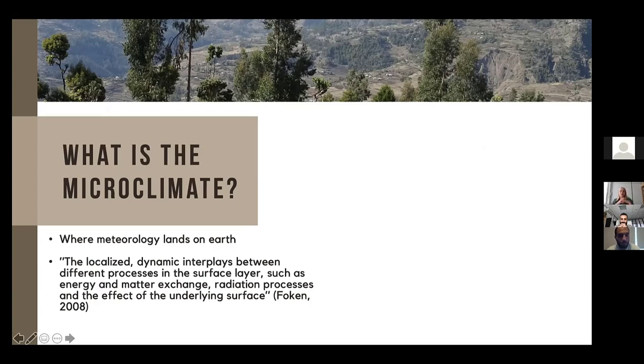So then what is the microclimate? Well, the microclimate basically is where meteorology lands on Earth, and a very fancy definition of this is given by Vokan in 2008, and he said that the microclimates are the localized dynamic interplays between different processes in the surface layer, such as energy and matter exchange, radiation processes, and the effect of the underlying surface.